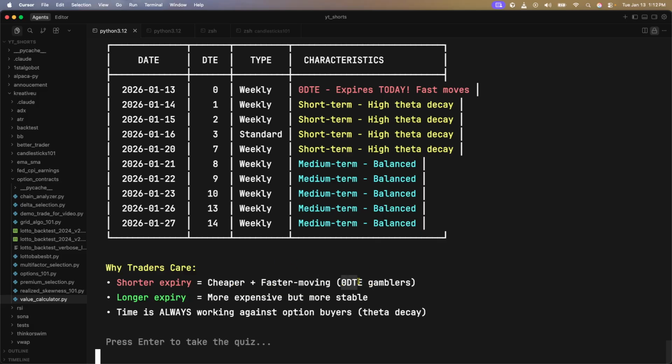These are 0 DTE options. I don't want to say gamblers, but hey, these are 0 DTE contracts. A longer expiration: these are more expensive and more stable, right? So time is always working against you for option buyers, and that's called theta decay. All right.